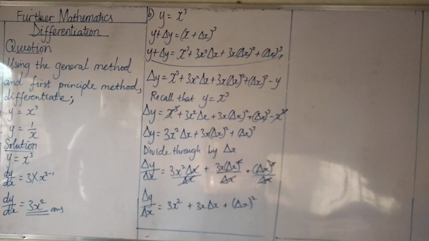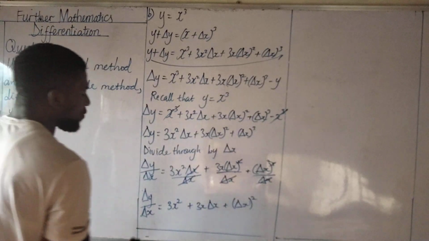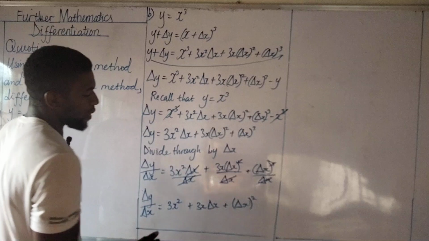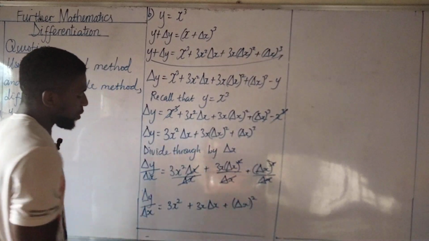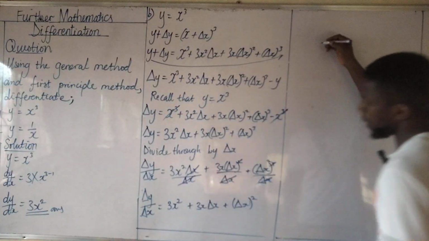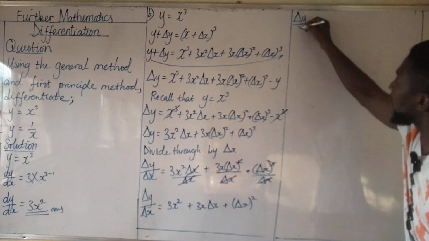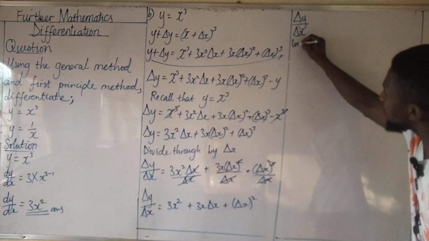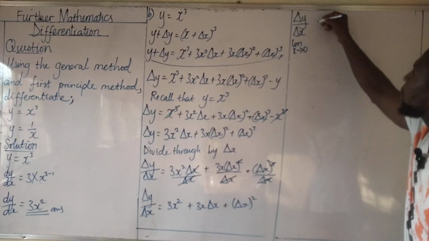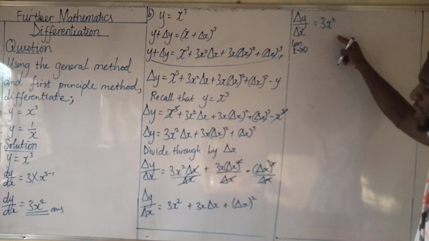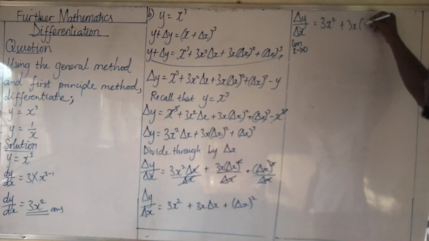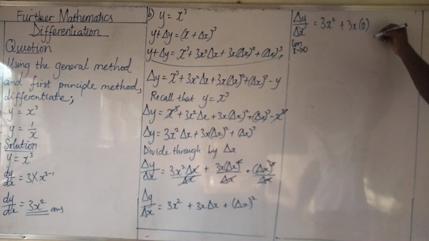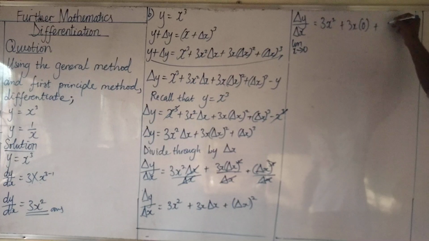Okay, we are going to take limits as change in x tends towards 0. If we have change in x still remaining in this, we are going to take the limit of change in x as it tends to 0 so that we can get rid of these. So this becomes change in y over change in x. Taking the limit as change in x tends towards 0, we have 3x squared. There's no change in x there, so it's alone, plus this will be 3x times change in x tends to 0, and this becomes plus change in x tends to 0, it will now be 0 squared.